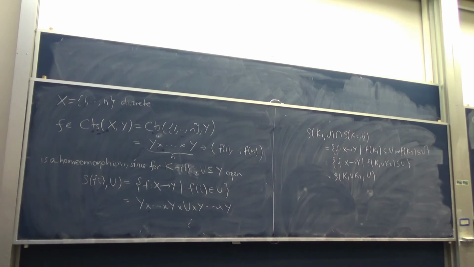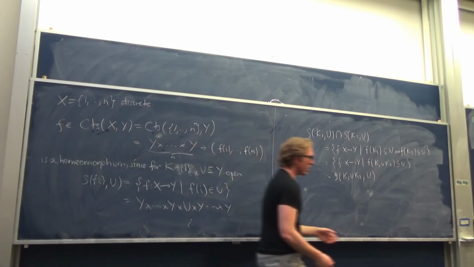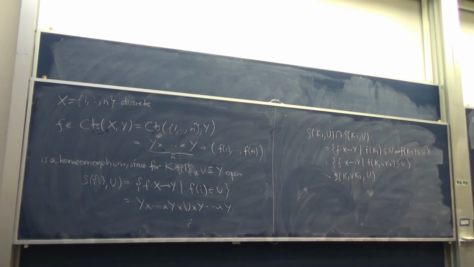Okay, but we know that that's a sub-basis, as I've written it, for the topology on the product space. So that shows you that the topologies here are the same. Okay, so the finite product spaces are just special cases of the compact open topology. It's not true for infinite products, okay? So be careful about that. All right.